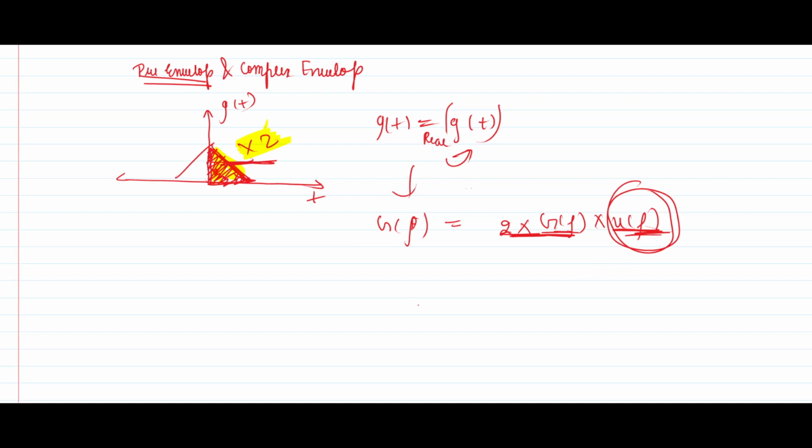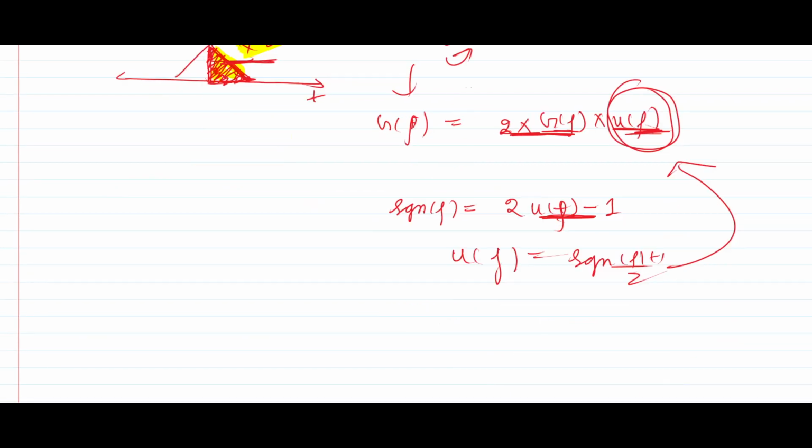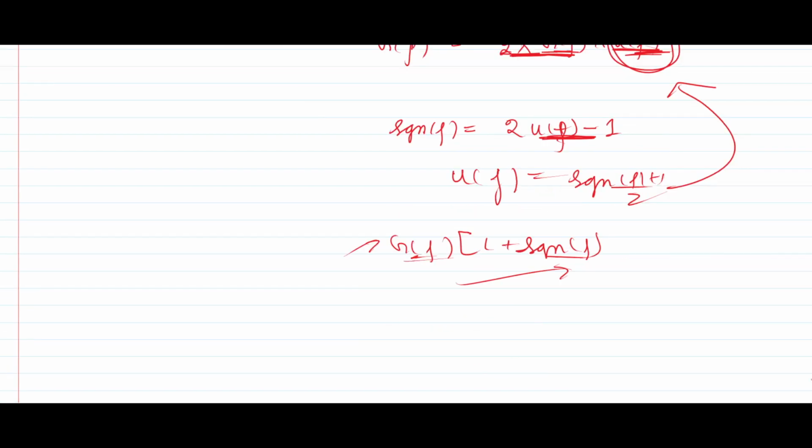But all of us are aware that the signum function can be written as 2u(t) minus 1. So how can you write u(t)? U(f) can be written as (signum function of f plus 1) divided by 2. Replace it here. You will get G(f) into (1 plus signum function of f). 2 and 2 get cancelled. Writing it again, G(f) plus G(f) into signum function of f.